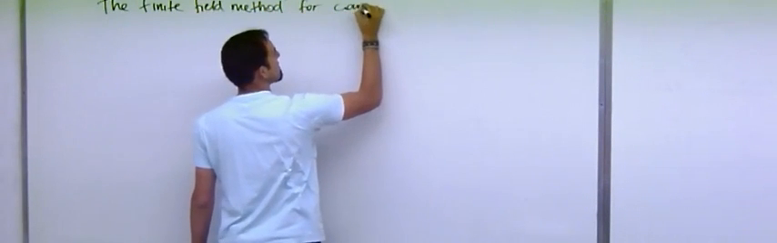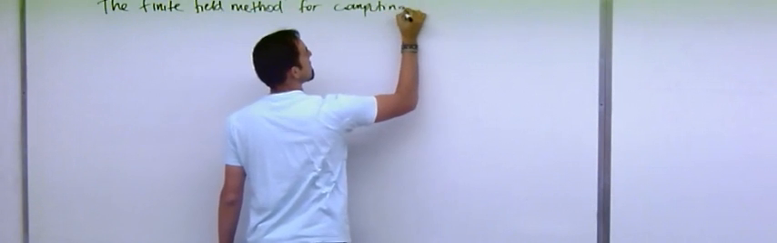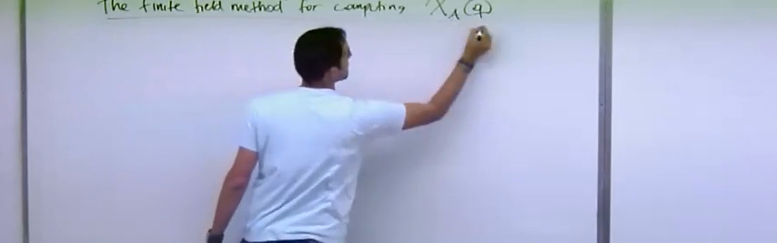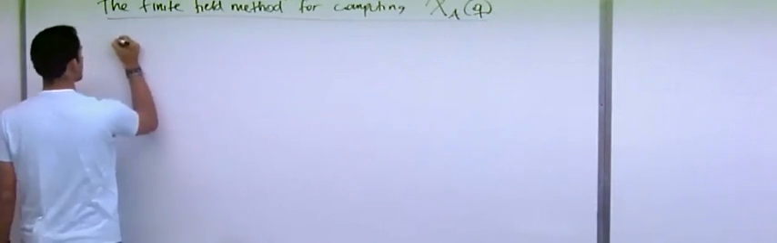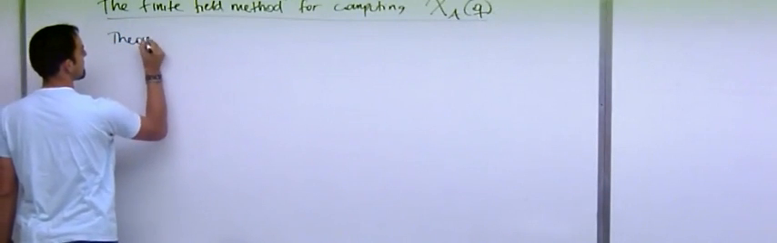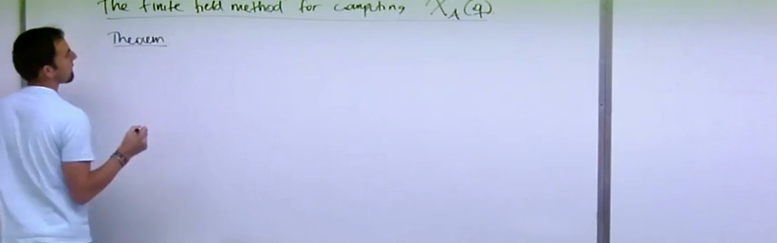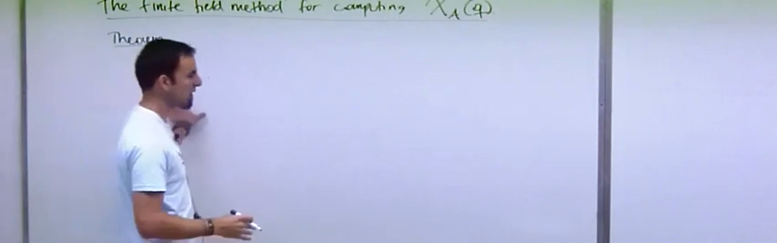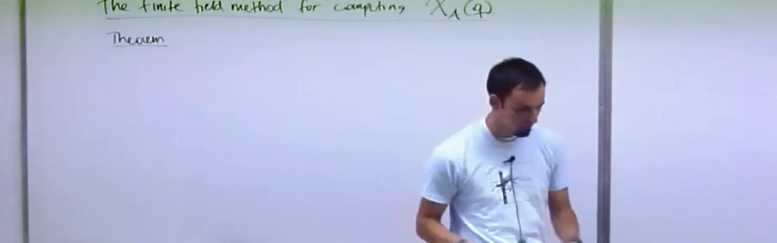For computing the characteristic polynomial of an arrangement. That's the plan for today. And I'll go ahead and state it for you. But maybe before stating it, let's do an example of how it works.